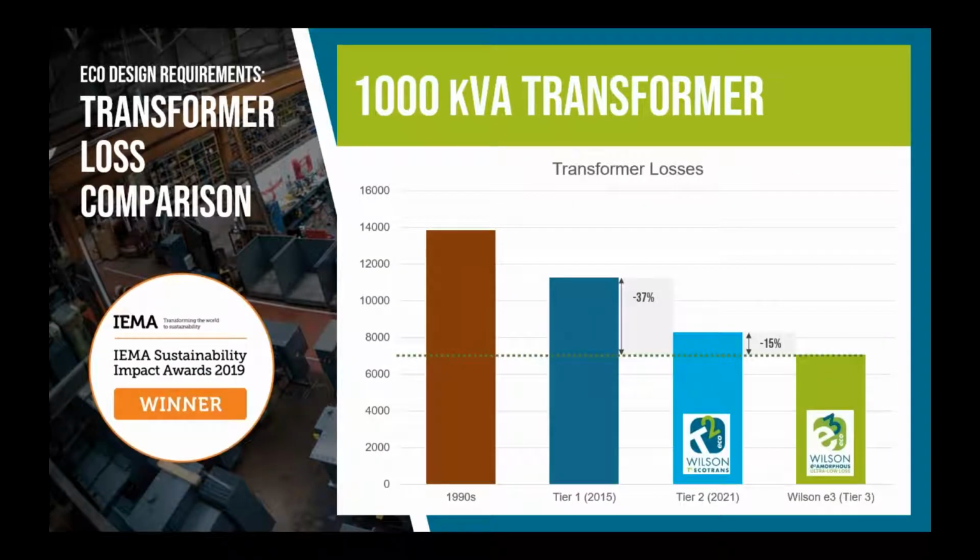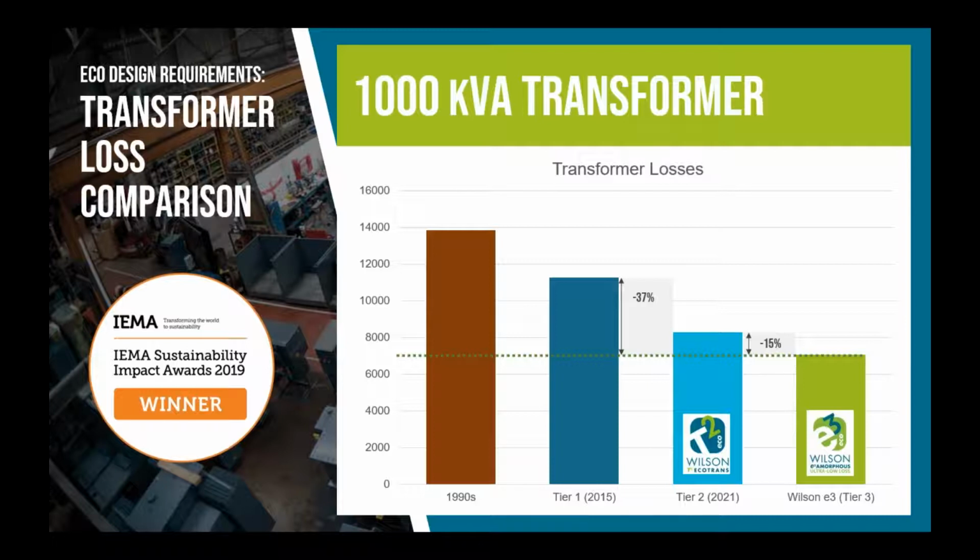But following on the case of the 1 MVA transformer, this is a visual representation of losses that compares market losses from the 1990s, before the regulation, and after the regulation for eco-design requirements. So we have Tier 1, Tier 2. You can see that Wilson E3 has 37% lower losses than Tier 1, and then 15% lower losses, excuse me, than Tier 2.